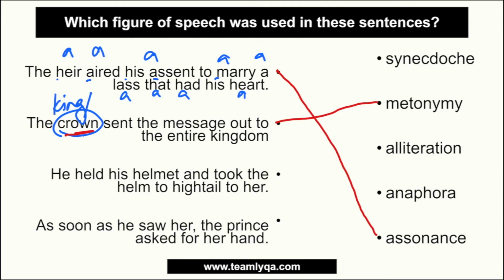Okay? Now, next, here, sabi, he held his helmet and took the helm to hightail to her. Medyo obvious na rin, no? Kasi kita natin yung H, no? If you notice, yung H sound, medyo dominant siya dito sa sentence na to. Okay? Kung mas strict ka, it's just he, or he. So, dahil nauulit yung beginning na sound sa neighboring words, at beginning lang, hindi naman buong salita, at hindi rin naman vowel sound yung nauulit, kasi H yung nauulit, then this is actually alliteration. Okay? So, this is alliteration.